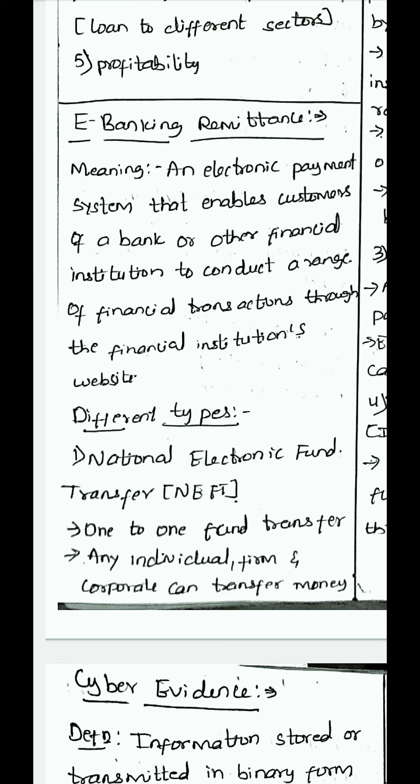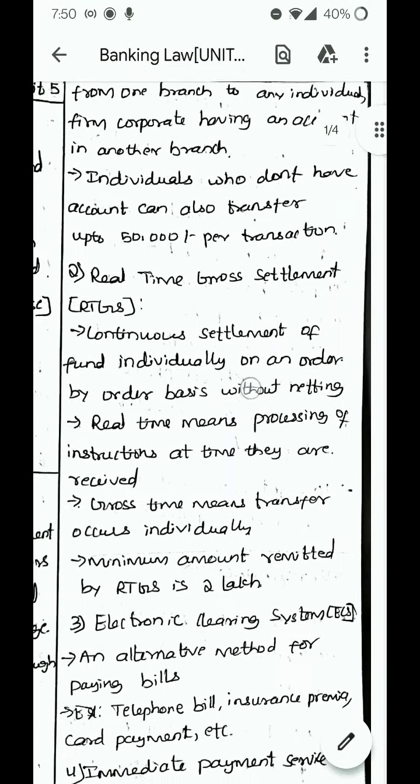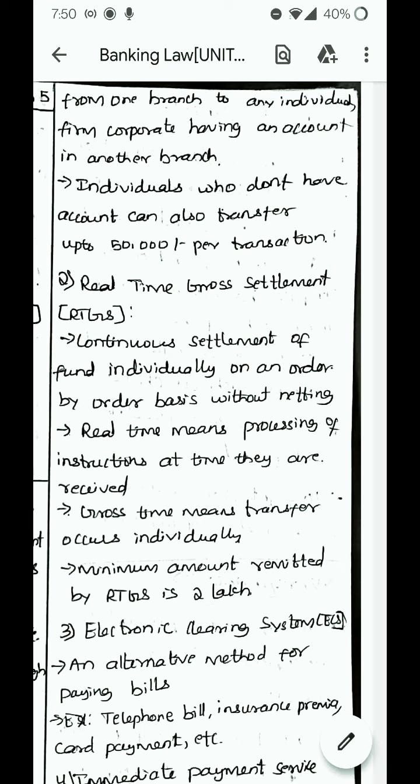Different types of e-banking. First is National Electronic Fund Transfer, NEFT. It is a one-to-one fund transfer, and any individual, firm or corporate can transfer money from one branch to any individual, firm or corporate having an account in another branch. So money can be transferred from one branch of a bank to another branch of a bank.